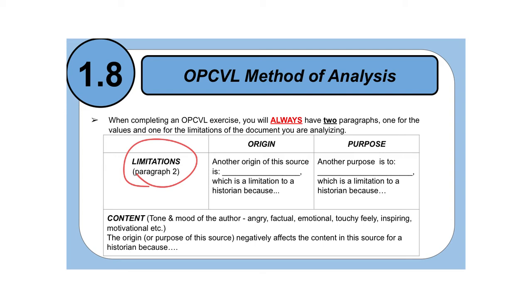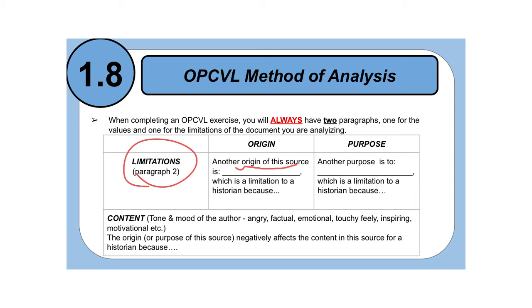You will say, another origin of this source is blah, blah, blah, which is a limitation because. So you're going to look at one particular document, and then you're going to come up with an origin of the document. And this origin can be both valuable and limited. And so you try to look to see if you can find another type of origin. And remember, that's why there are several questions to ask about origin. So it's not just who was it.